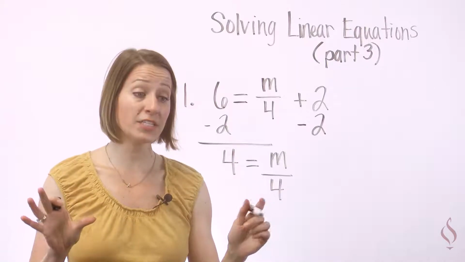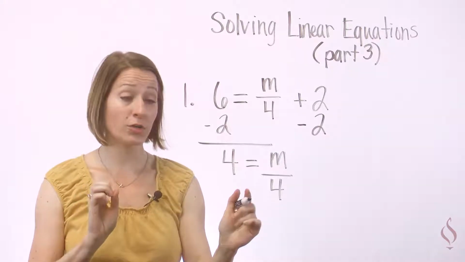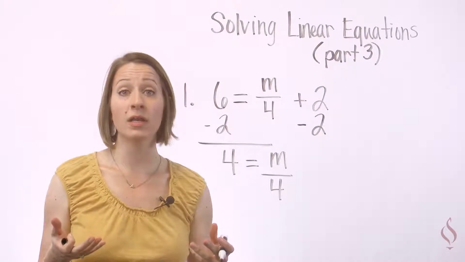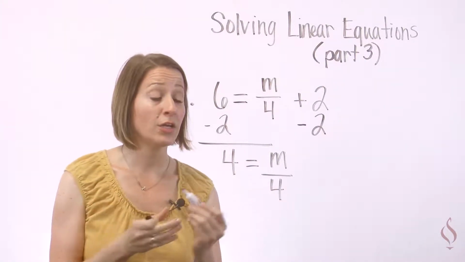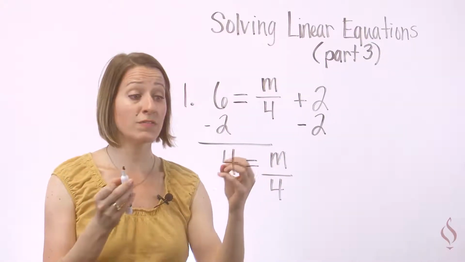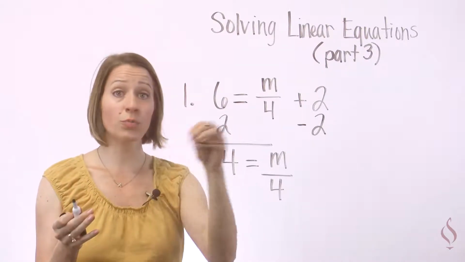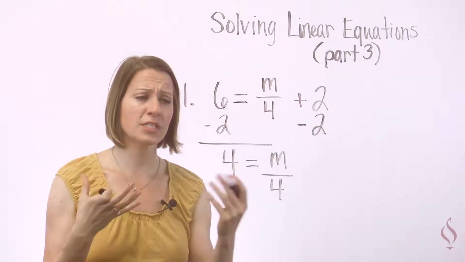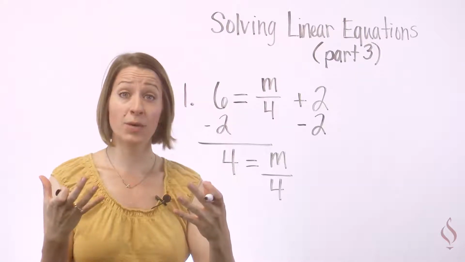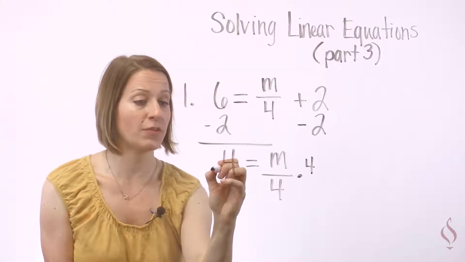Now, y'all, it's very tempting to try to cancel here. You see the same number and you think, ooh, this would be great just to cancel this out and make it a 1. But think about what you're doing. You're saying some number m, when you divide it into 4 parts, you have 4 in each part. So it could not be 1. It just doesn't work that way. You need to do the opposite operation when you get to here. So we're going to multiply both sides by 4.